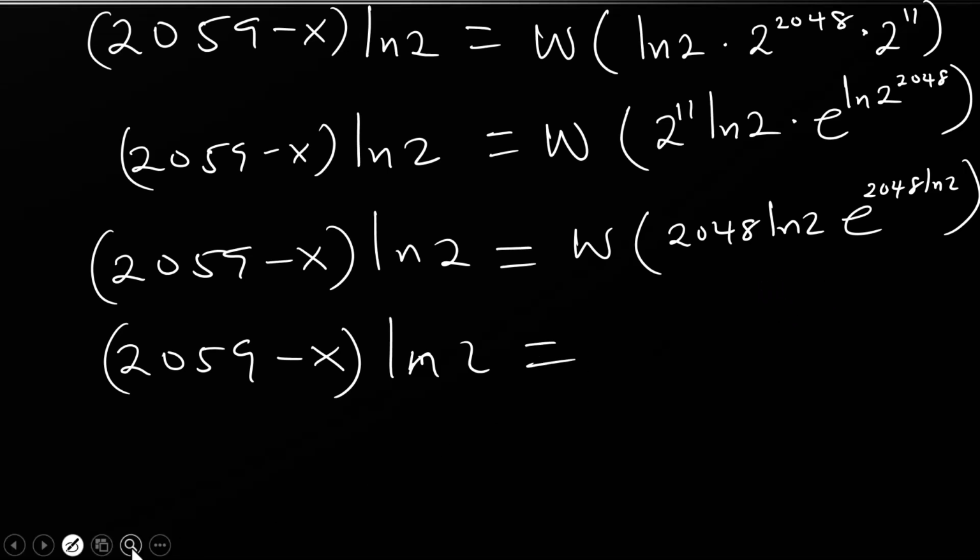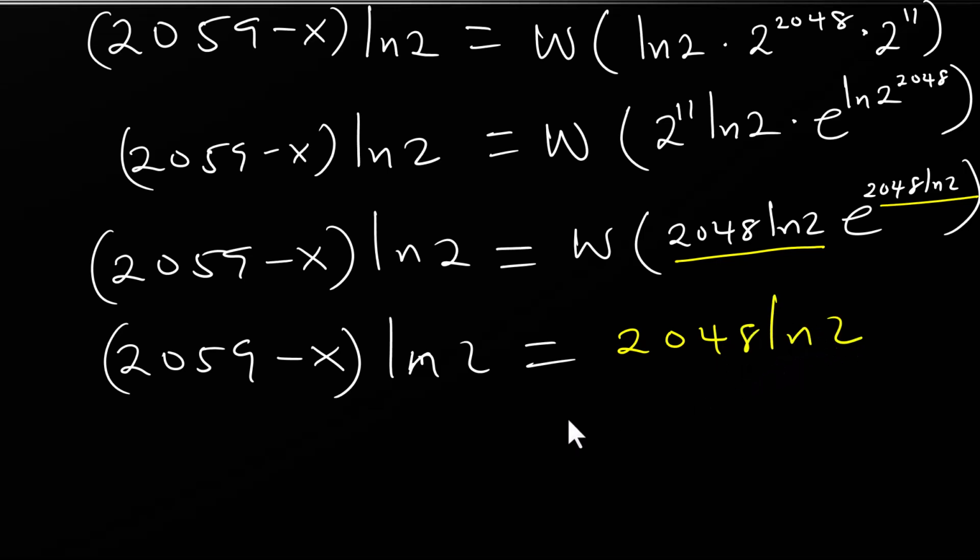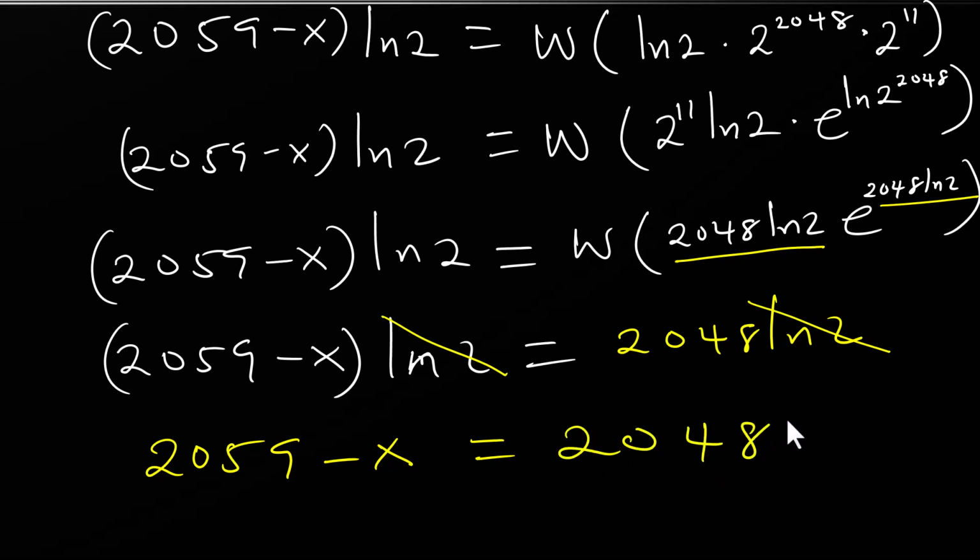So let's look at this one carefully. This one is the same as this. Okay, so taking W function will be 2048 ln of 2. So this side will go, I'll be left with 2059 minus x equals 2048. So 2059 minus 2048 equals x.